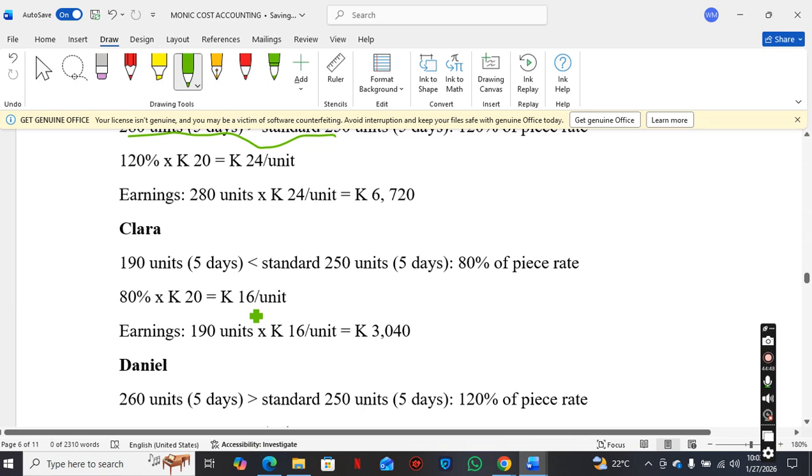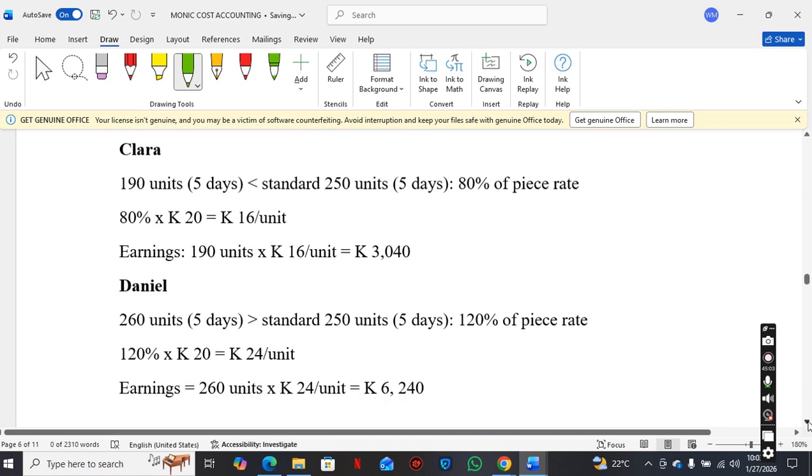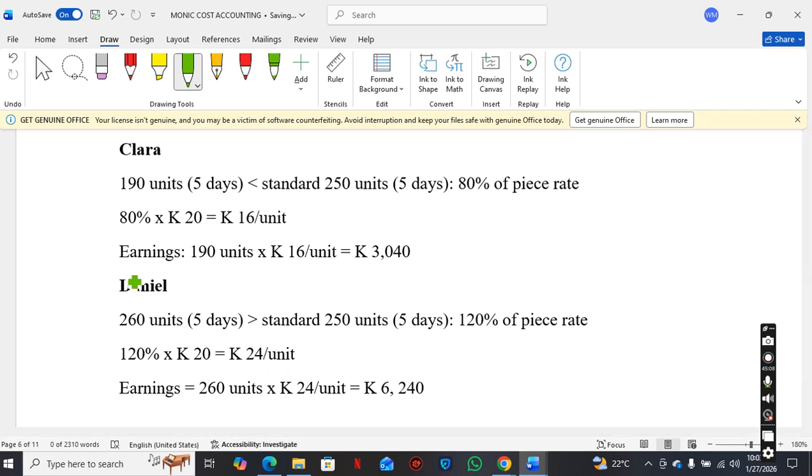So at this company, the more you produce, the better you get paid. Then Daniel produced 260 units. He was also above standard, so he was going to be paid 120% of the piece rate, which is 24 kwacha per unit. So 24 times 260 units, you get 6,240. So those are the earnings of the workers.